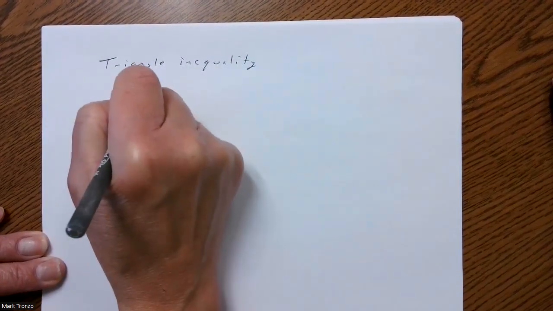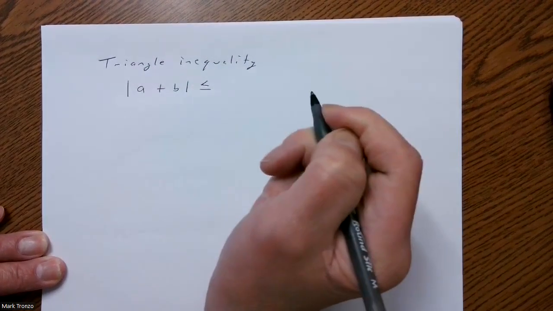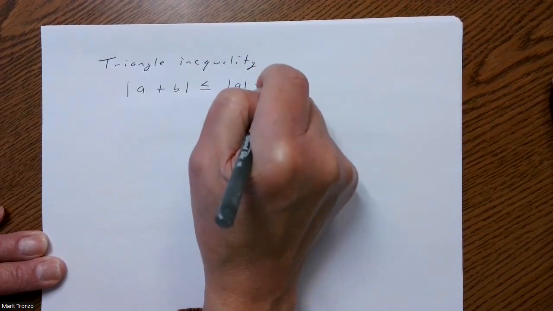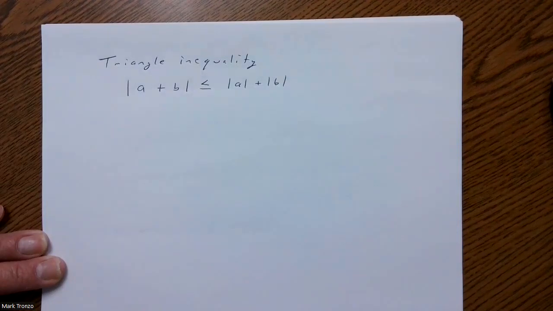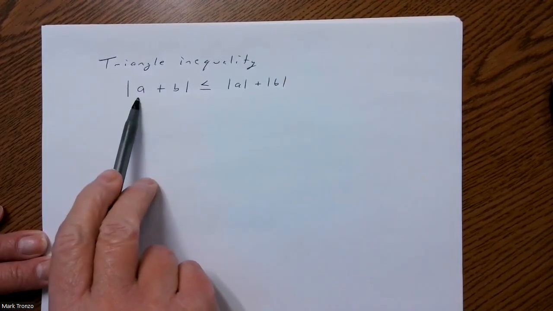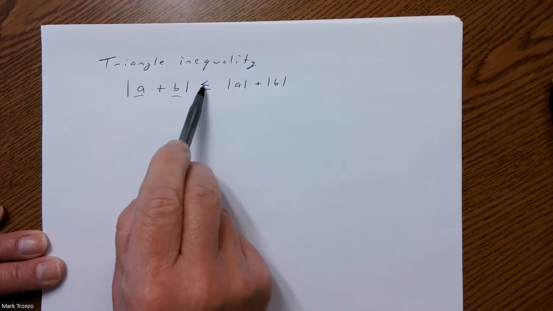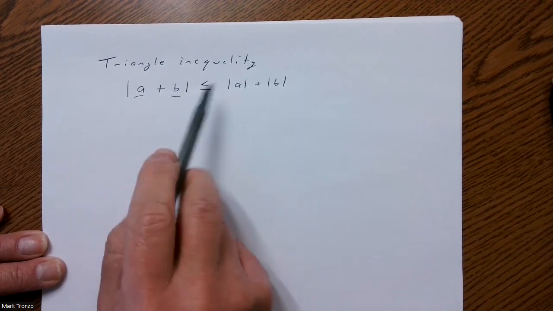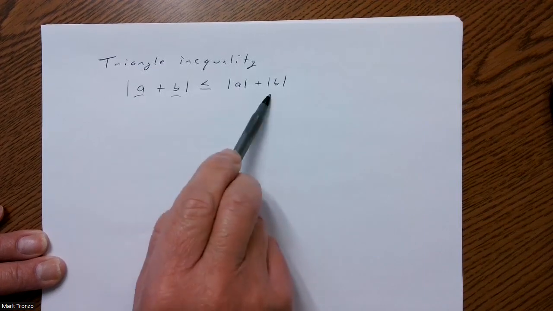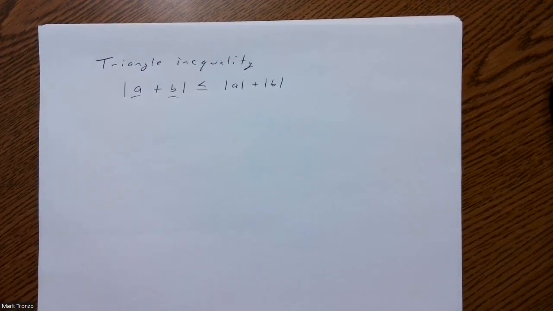The triangle inequality says that if you have A plus B in absolute value, that's always going to be less than or equal to the absolute value of A plus the absolute value of B. So if you have any two expressions in an absolute value, it's less than or equal to the sum of the absolute values of the individual terms. So we can use that here.